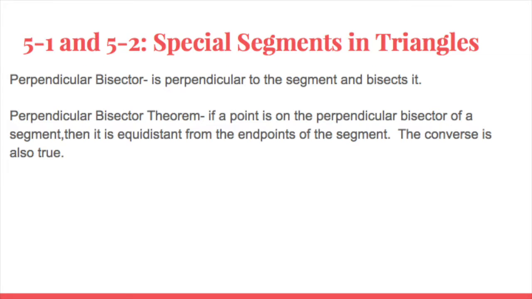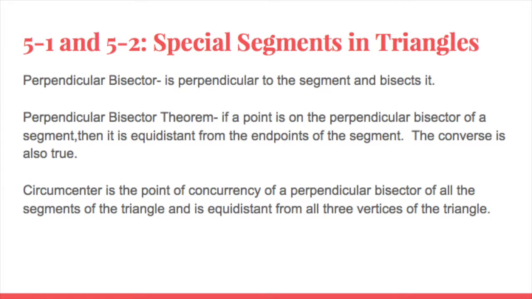The perpendicular bisector theorem is if a point is on the perpendicular bisector of a segment, then it is equidistant from the endpoints of the segment. The converse is also true. Circumcenter is a point of concurrency of the perpendicular bisectors of all segments of a triangle and is equidistant from all three vertices of the triangle.